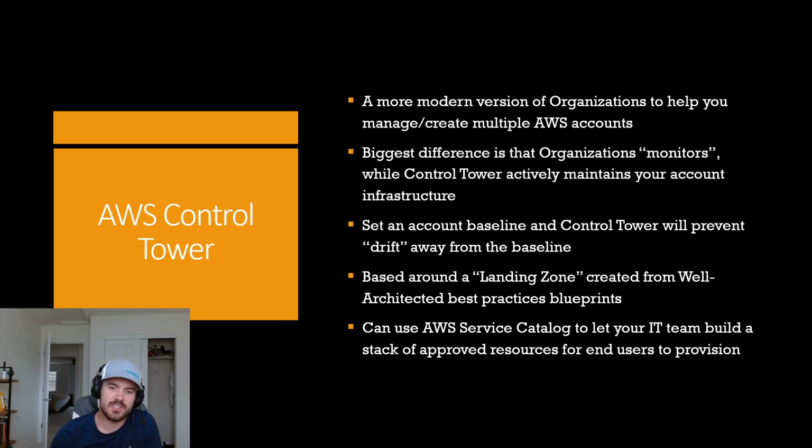And these baselines are based around what's called a landing zone, which are created from basically AWS well-architected best practices blueprints. And Control Tower works well with AWS Service Catalog to let your IT team build a stack of approved resources for end users to provision. Okay, again, Service Catalog just says what services are allowed to be used. All right, so you probably won't get asked much in depth about Control Tower.